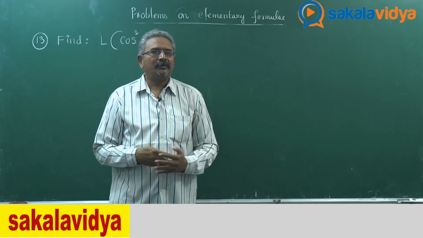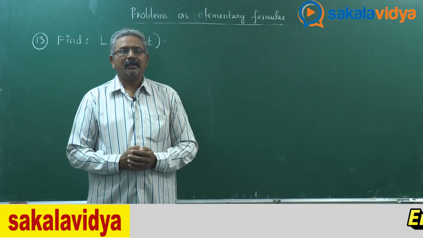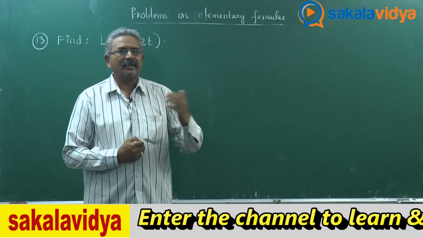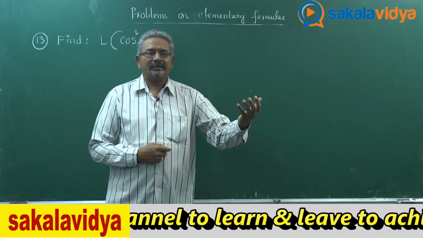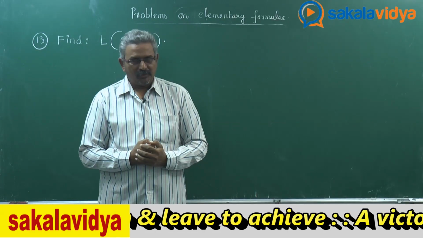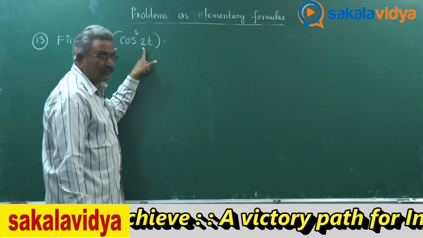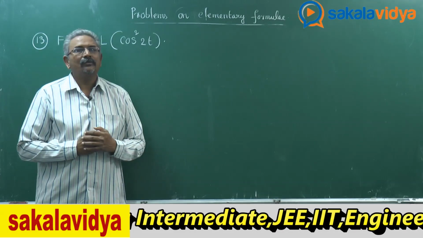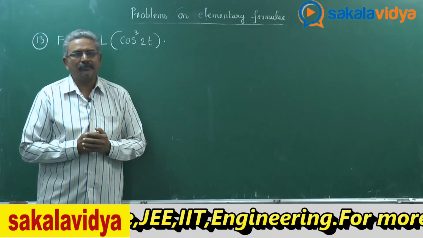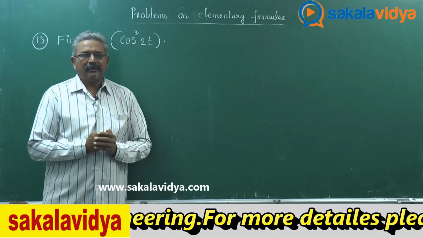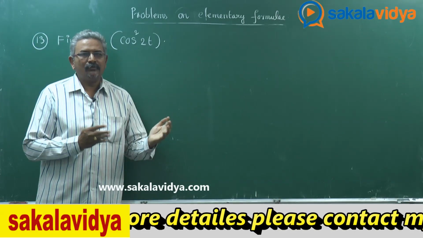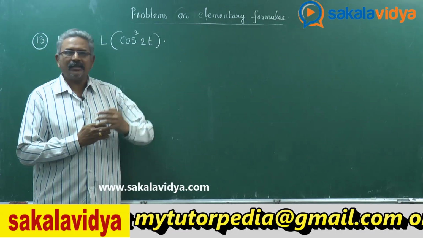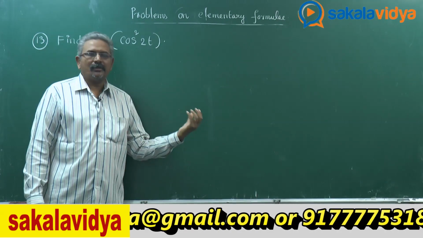So with the help of the multiple angle formulae, for example 2 cos square theta is equal to 1 plus cos 2 theta, whereas cos square theta is equal to 1 plus cos 2 theta divided by 2. In the place of theta you replace 2t, so that cos square 2t can be written in terms of cos 4t, so that we can apply the Laplace transform of cos at, whose formula is s by s square plus a square. This kind of strategy is to be followed in order to solve this problem.